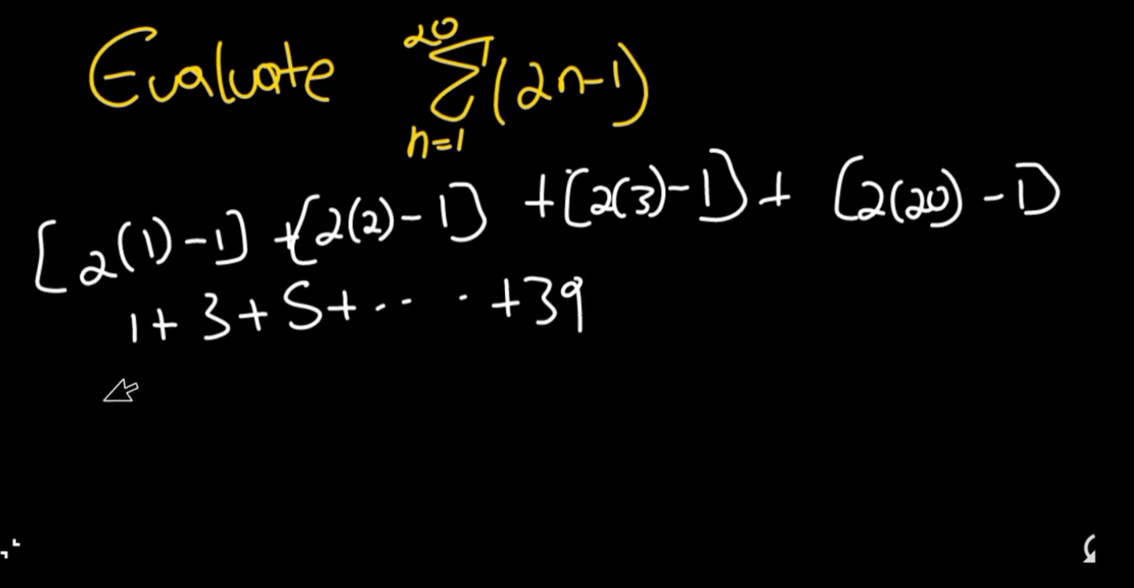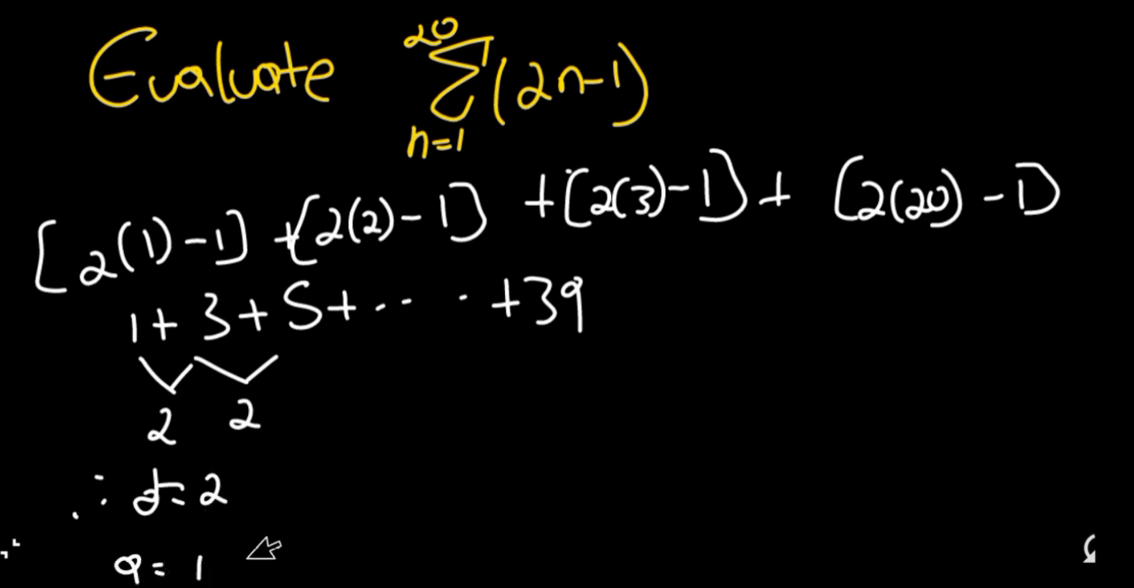Then our next thing is to evaluate what kind of series this is. Is it an arithmetic series or a geometric series? So let us check the difference first. 3 minus 1, we're going to get 2. 5 minus 3, we're going to get 2. Then that means this series has a common difference of 2, and our first term is 1. Then this is an arithmetic series.